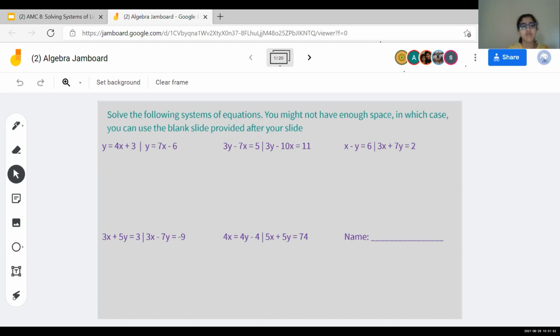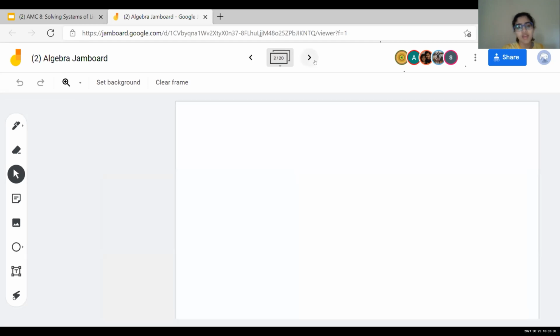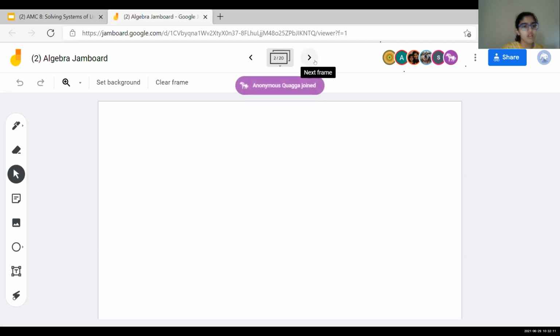Is it the part where we substitute, or where we solve the equation, or where we solve for x or y? Which part specifically? Or is it just the whole thing in general? Okay, on the blank slide, the second slide, I'll make up an equation and then solve for the solution. Give me a second.